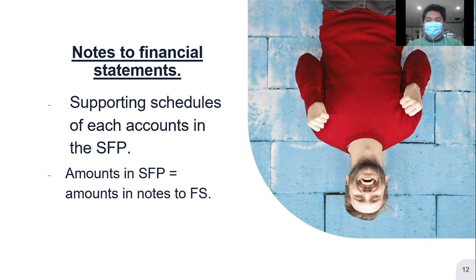What is the composition of cash and cash equivalents? What is the composition of trade and accounts receivable? Okay? So the specific composition of accounts, or the breakdown as to amounts. Then of course, whatever amounts are presented in the statement of financial position must also be the amounts presented in the notes to financial statements. So, amounts in the SFP must equal amounts presented in the notes to financial statements.